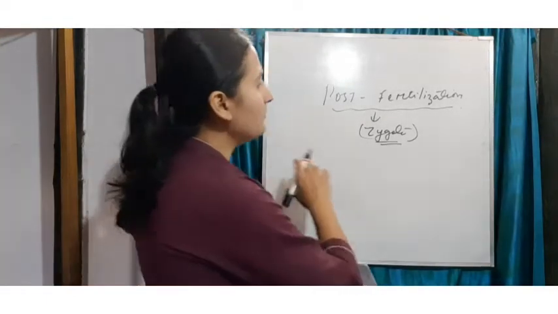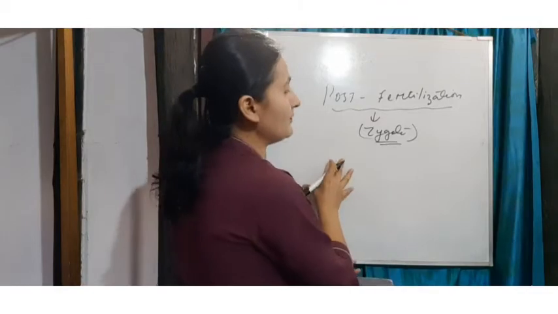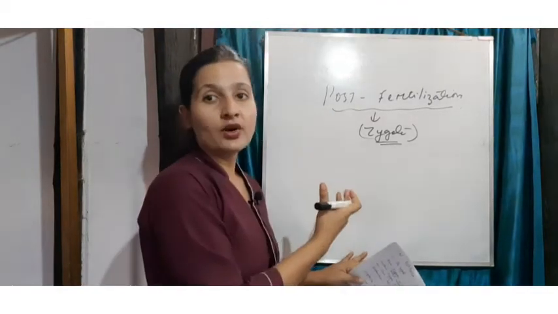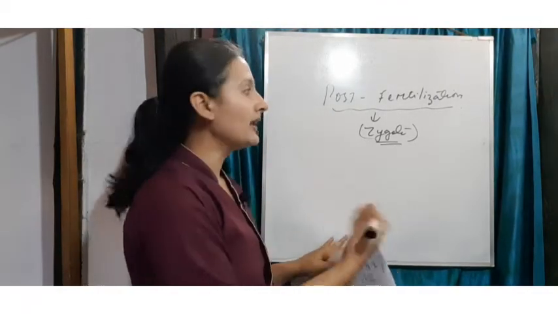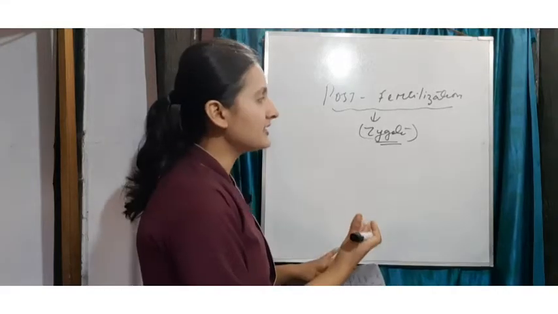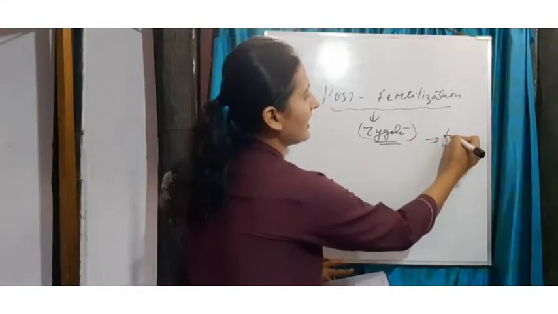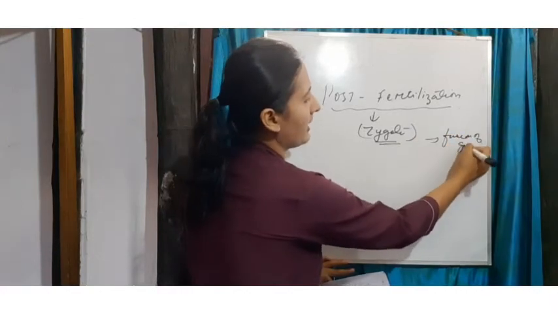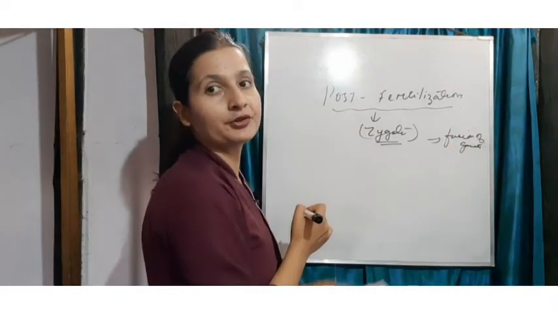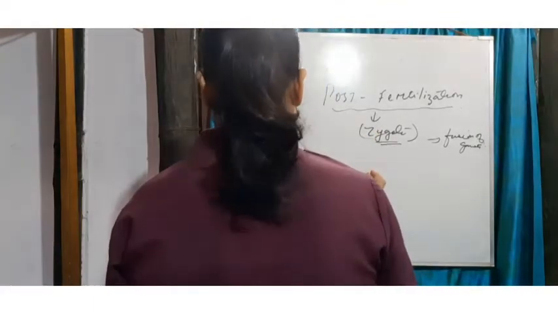Post-fertilization events take place after the zygote is formed. So what happens after that? The zygote develops. How does it develop? The zygote is a result of the fusion of gametes. I hope this is clear to you. It is a fusion of gametes.